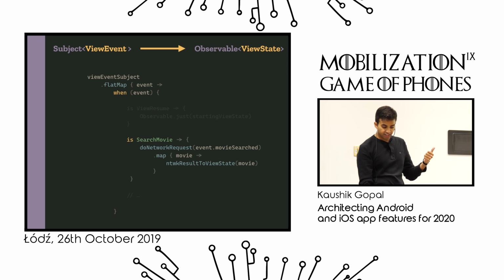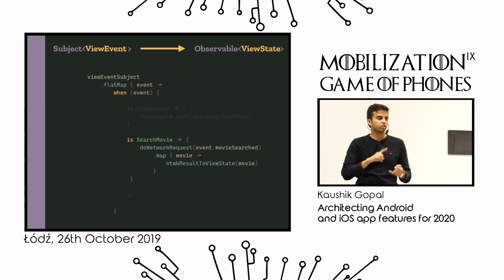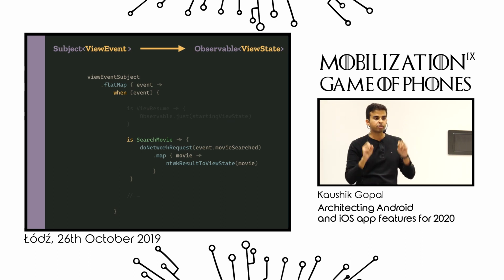This works great. If it's something like a search, like the search movie view event, it's a little more interesting because now I'm going to be doing a network request, right? What I do here is I check to see what the event is. I then have a do network request function. I haven't written the details here. You can use Retrofit, Alamofire, whatever you want. It returns an observable of a movie object.